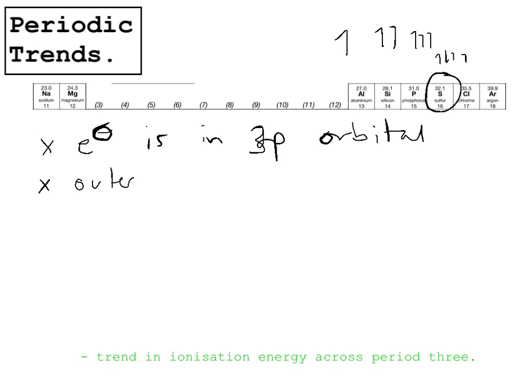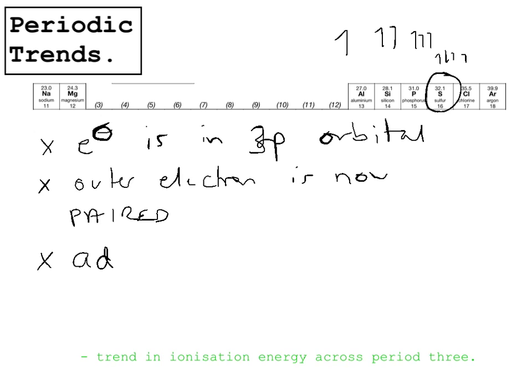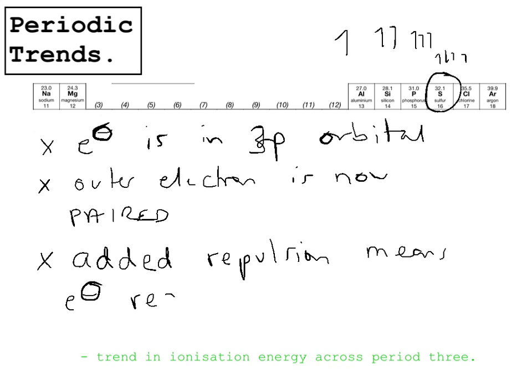So the outer electron is now paired. And then you say why that makes the electron easy to remove. You say added repulsion between electrons means the electron requires less energy to remove.